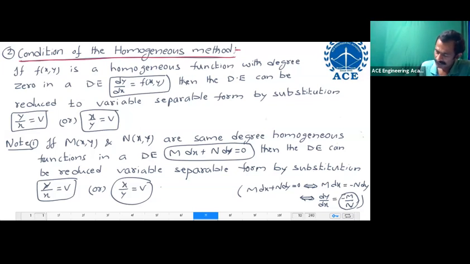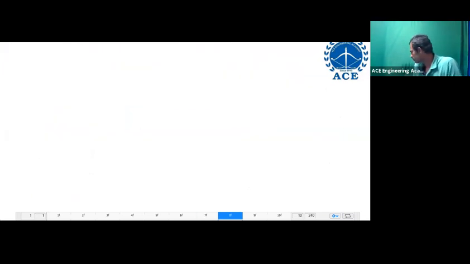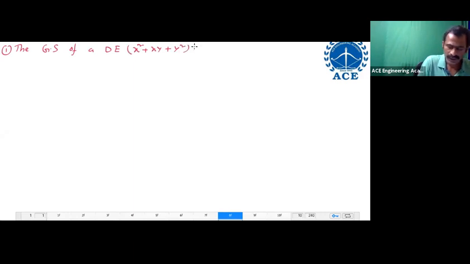So we are going to next page. Problem number 1. The general solution of a differential equation (x square plus xy plus y square) dx minus x square dy equal to 0 is. This is the question.